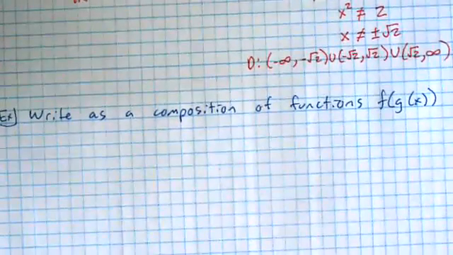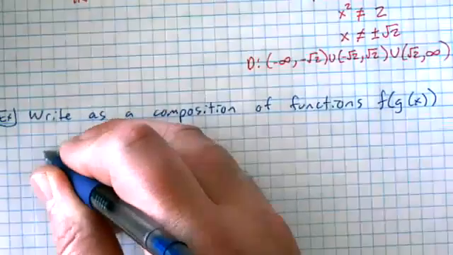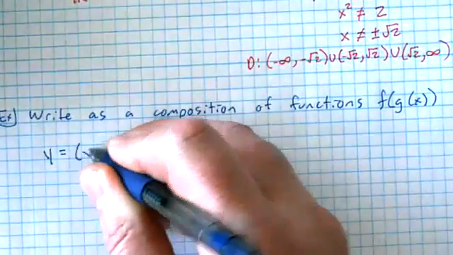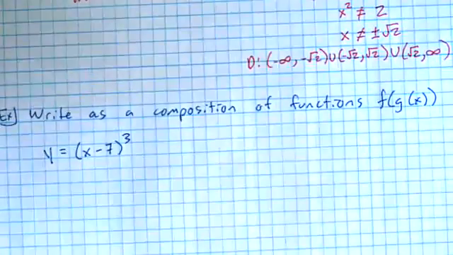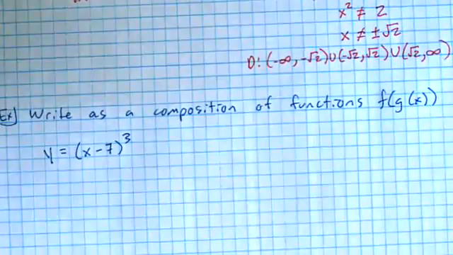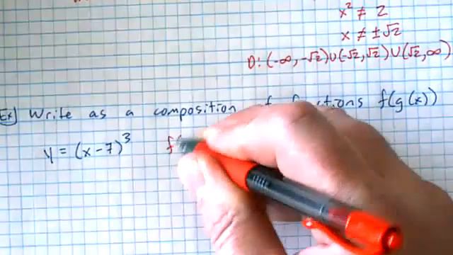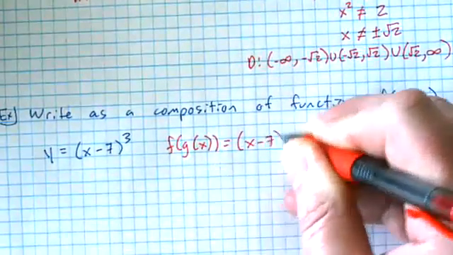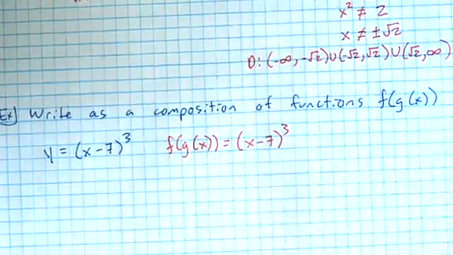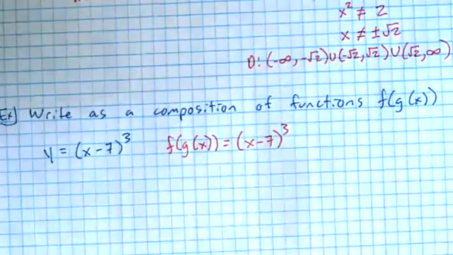Okay, so here's an example. They're going to say something like y equals x minus 7 cubed, and your job is to write this as a composition of functions. I get that it's not super clear what they're asking you to do here. That's why I want to go over this. So essentially, you're going to say, okay, that means f of g of x is x minus 7 cubed. But you also need to tell me what f of x and g of x are.